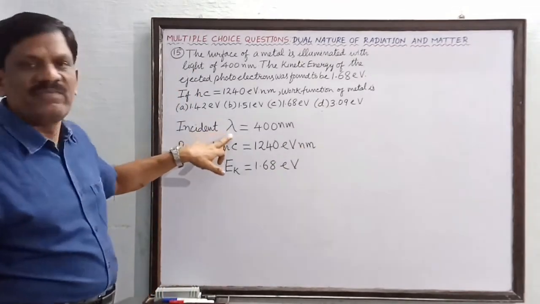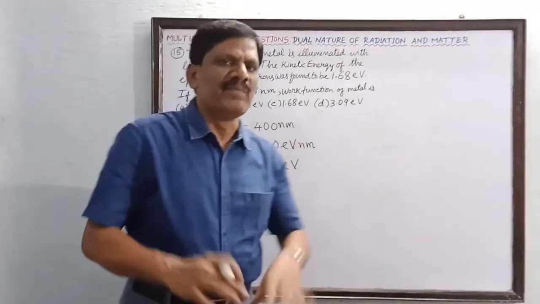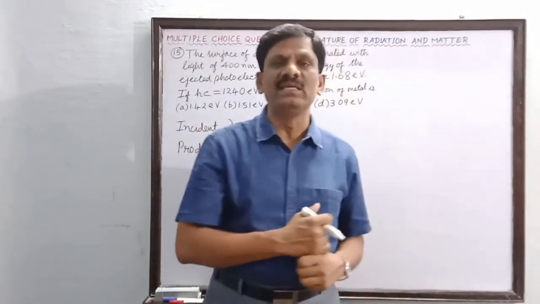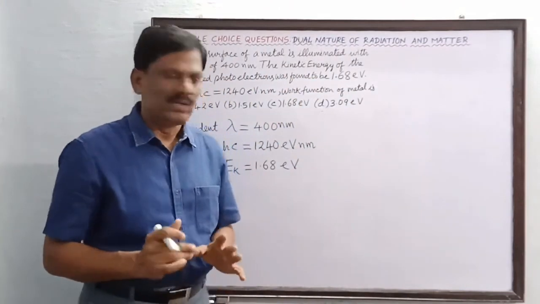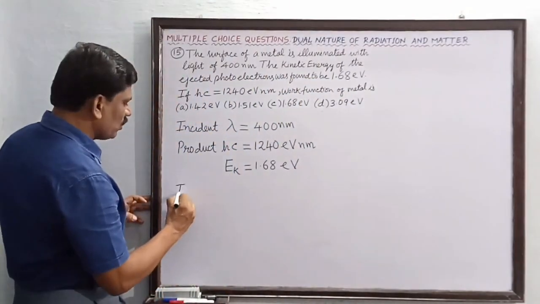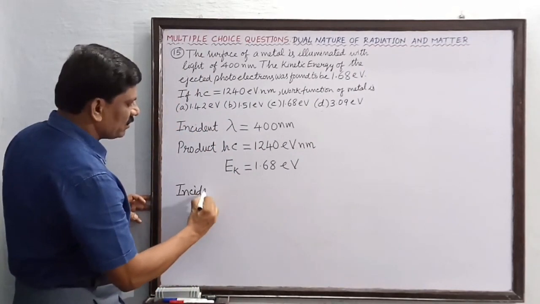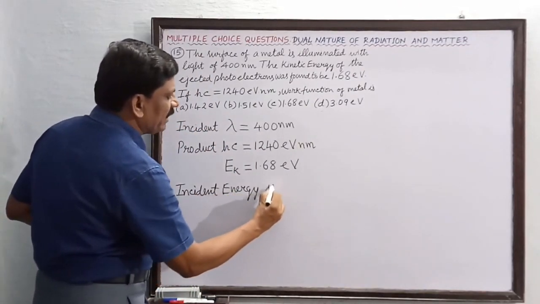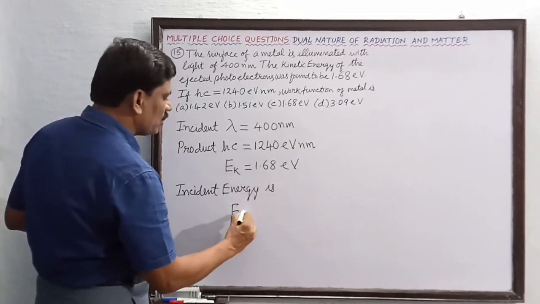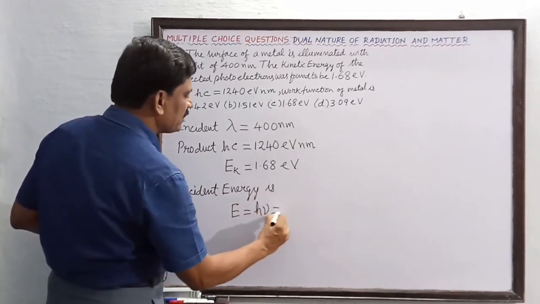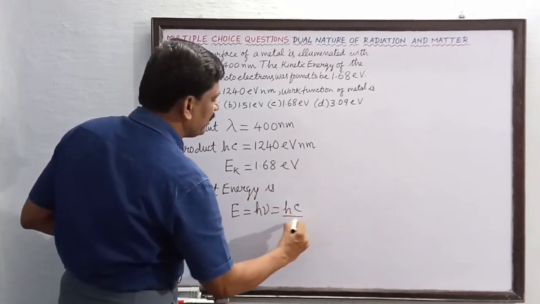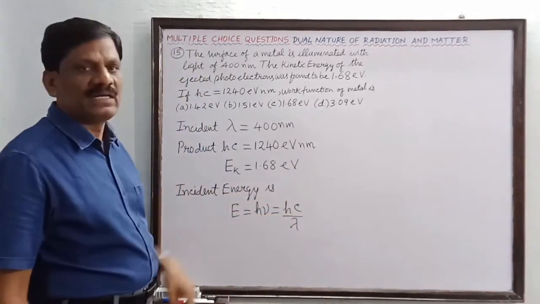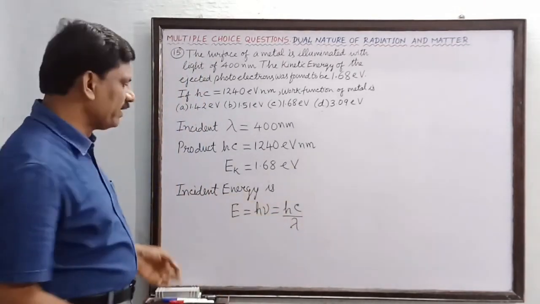First of all, the incident wavelength lambda is given. So from Max Planck's quantum theory and Einstein's theory, the energy of the incident photon E is equal to h nu. So what is the incident energy? It is given by E is equal to h nu, which is also equal to hc by lambda. Now the product of h into c is given, and lambda is also given. We are going to substitute.